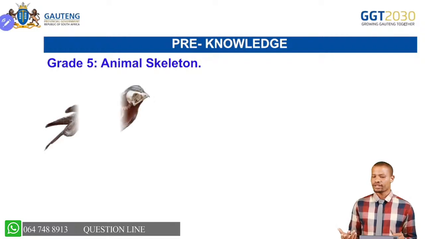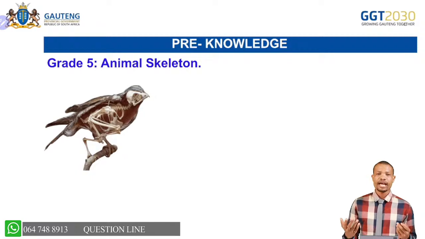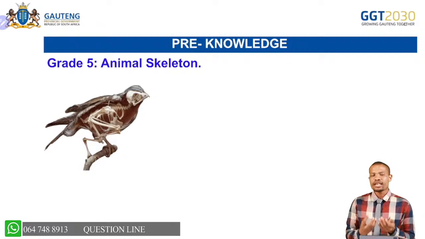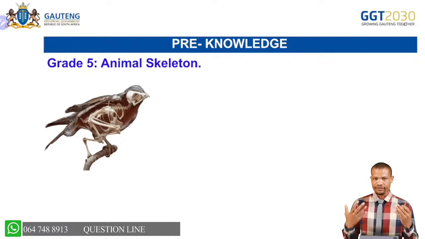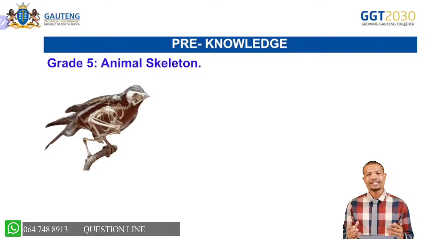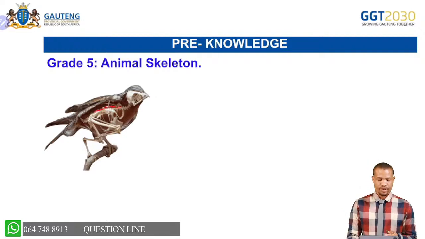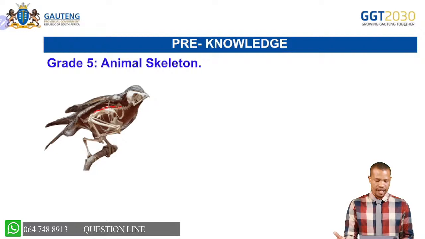The first one we're going to look at is a bird. A bird has an endoskeleton. Why? Because the bones that are holding it together are inside the body, okay? They are covered under the fur or the feathers, so it's under the skin, basically. And it has a backbone, as you can see there. This is the backbone of the bird. So it is a vertebrate animal with an endoskeleton.